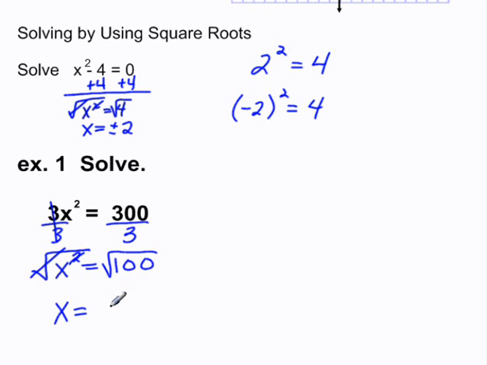The square root of 100 is 10, but that could have been 10 times 10 or negative 10 times negative 10. So x can be positive 10 or x could be negative 10. And this will be my answer. Very simple today.